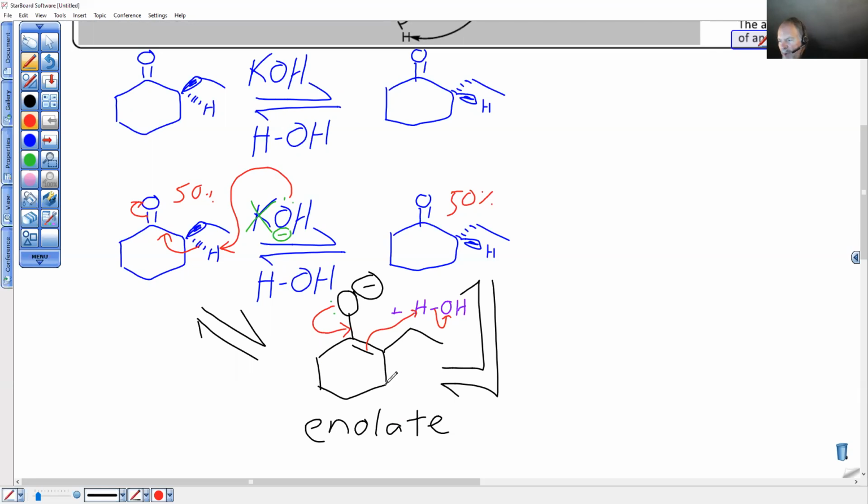So an approaching water can either approach from the top of the molecule to create this, or it could approach from underneath the molecule and you'd be going backwards to here. And there's no preference when you have a flat structure. It's not like there's a backside or anything. It's flat.